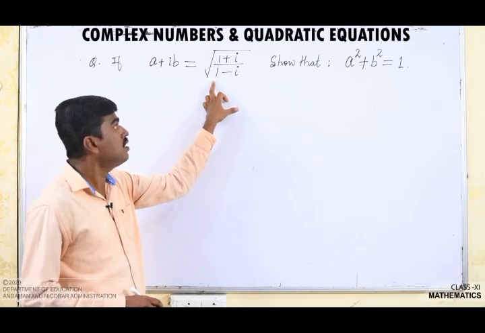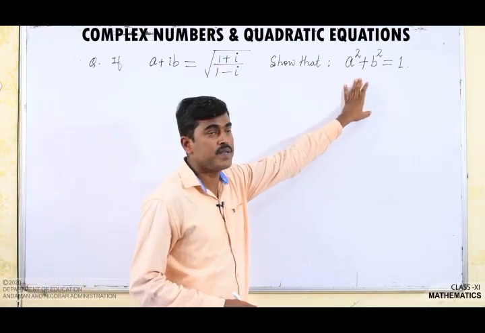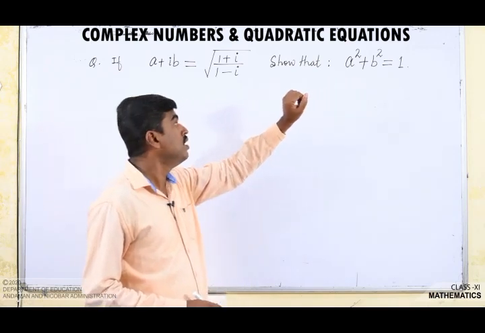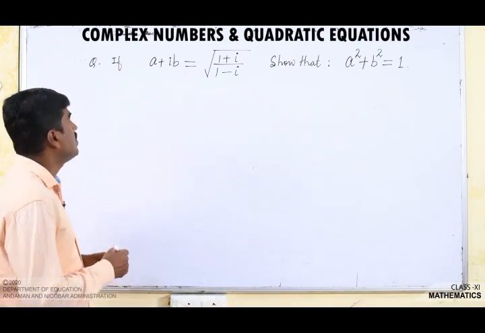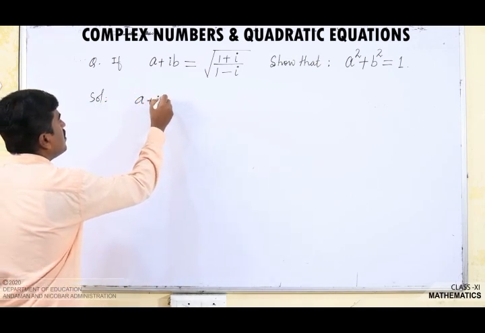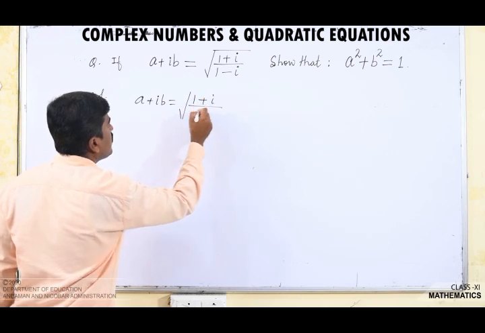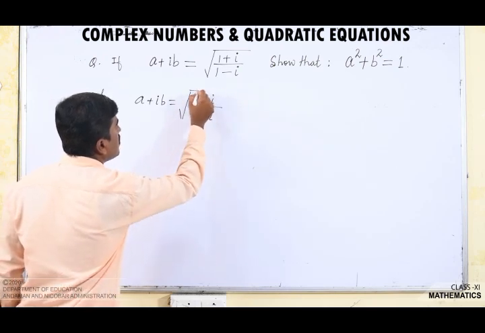Okay. Let us take one more question, that is, the question is, if a plus ib is equal to root over 1 plus i divided by 1 minus i, then show that a square plus b square is equal to 1. a plus ib is given. So solution, a plus ib is equal to root over 1 plus i divided by 1 minus i.